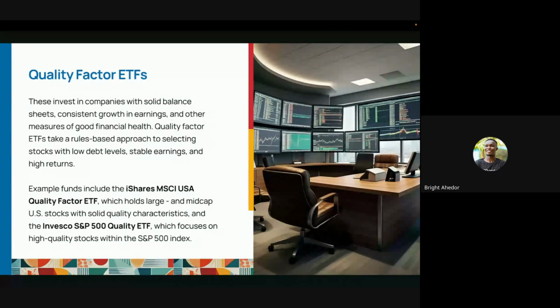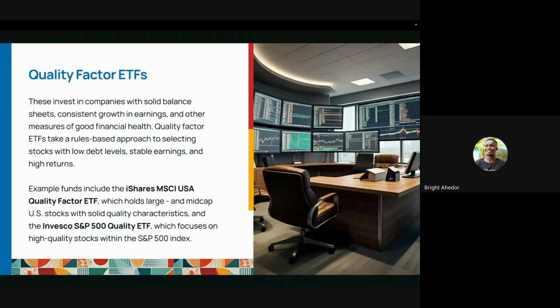Of course, there are some ETFs we also call quality factor ETFs. So they invest in companies with solid balance sheets, so the investors will look into it. Examples of this include, like I mentioned here, the Invesco S&P 500 Quality ETF. So you see that they all end with ETF. If you are looking for a fund that does ETF, you mostly will find ETF at the end of it.